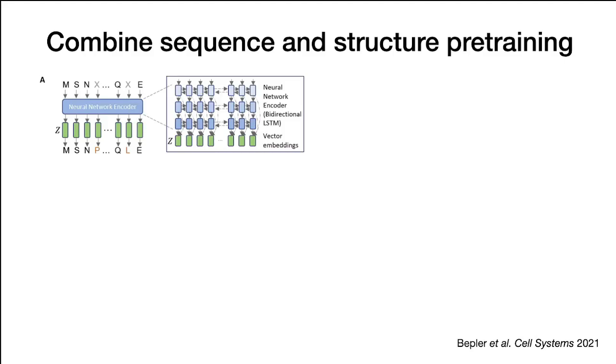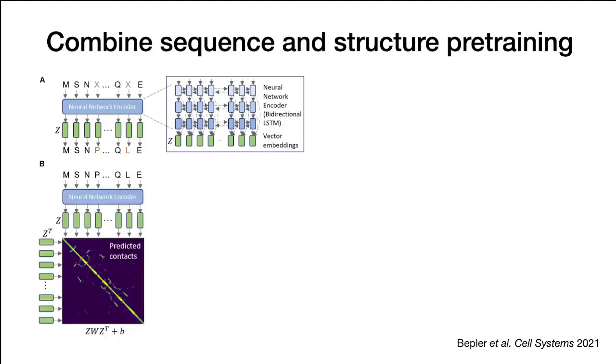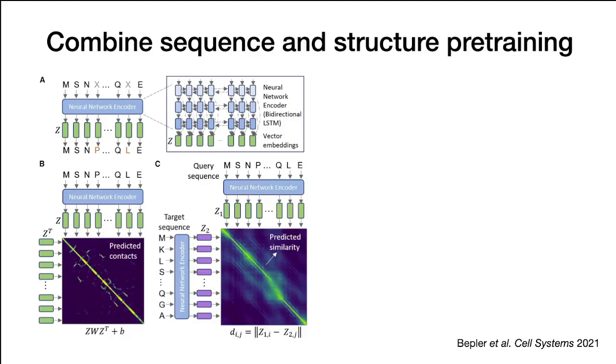And the idea here is in this case, we're using an LSTM for their masked language modeling. And that's just a standard masked language model task, and that's fine. But then you also take that encoder and make it predict contacts, so predict which locations in the protein are close to each other. And you do another task where you take 2 sequences and try to predict how similar their structures are from this embedding.